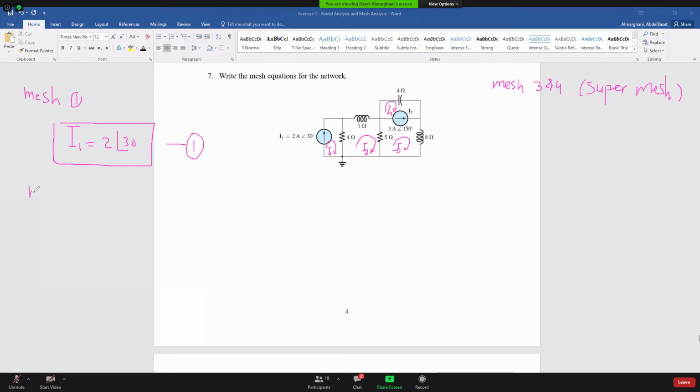Mesh 2. So when you have a current source in one mesh, that mesh is solved. When you have a current source between two meshes, you have super mesh. So mesh 2. This is the mesh 2. I'm going to put the polarity according to my current.